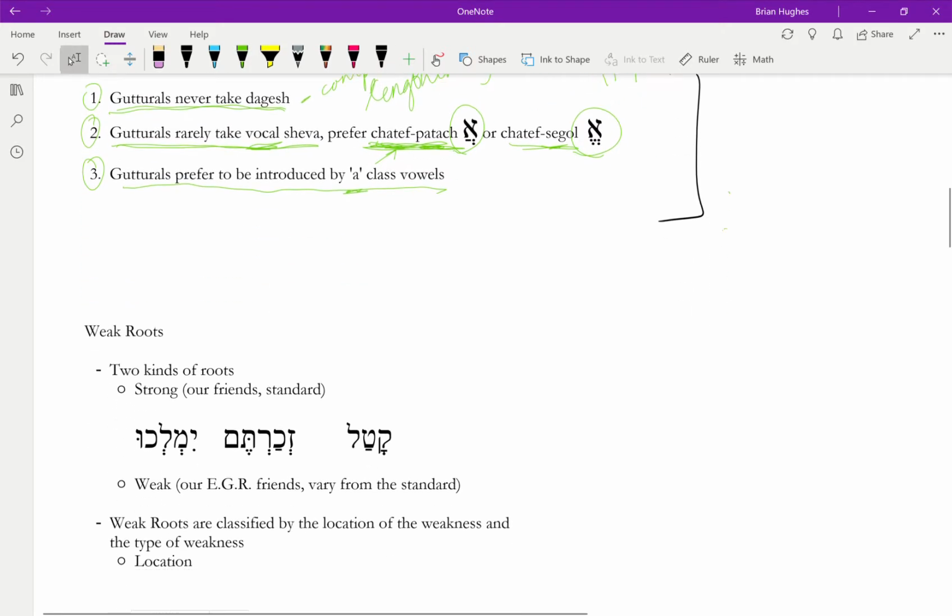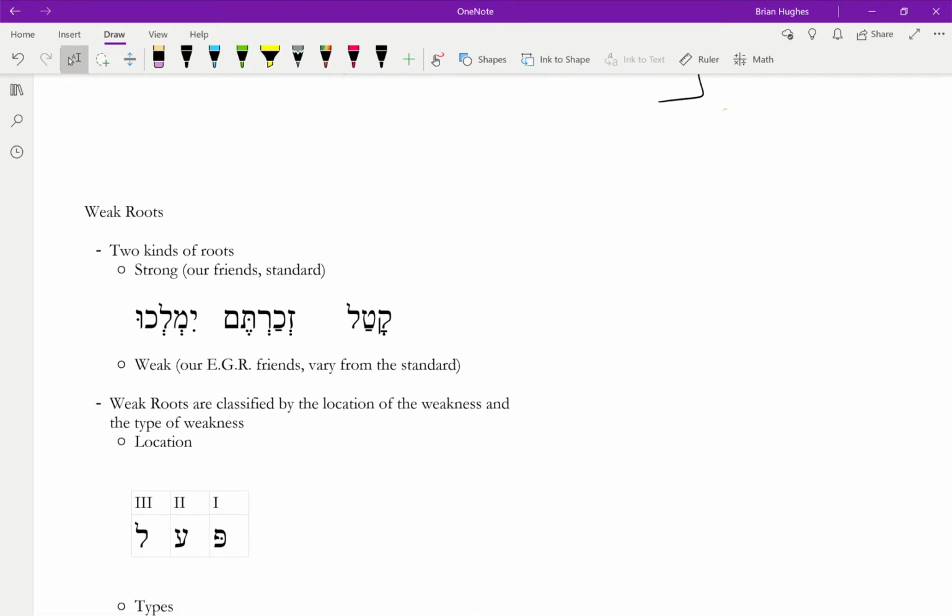All right, so we're talking about weak roots. What are they? Basically, as we get into verbs in Hebrew, and this will show up in other grammatical terms as well, but primarily we're going to be dealing with verbs. We're dealing with two kinds of roots. Strong roots are our friends. They follow the standard paradigm that we're learning in this class, and so that paradigm that was up above with Qal perfect and imperfect, the vowel pointing is all going to be the same.